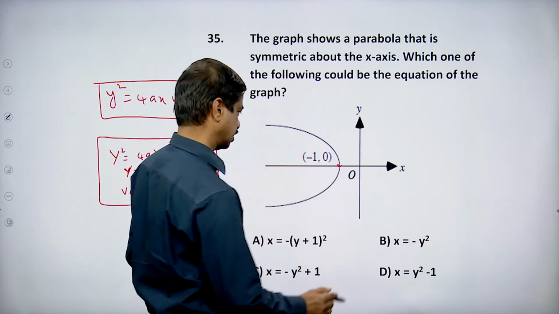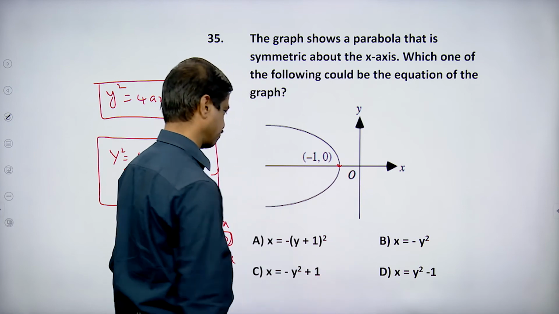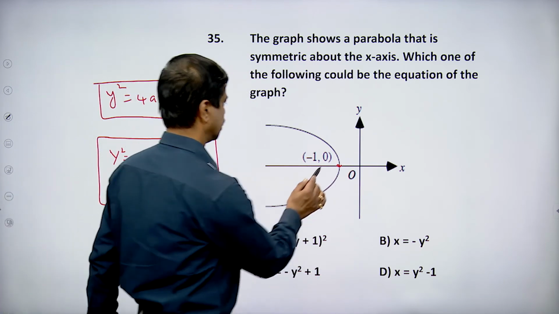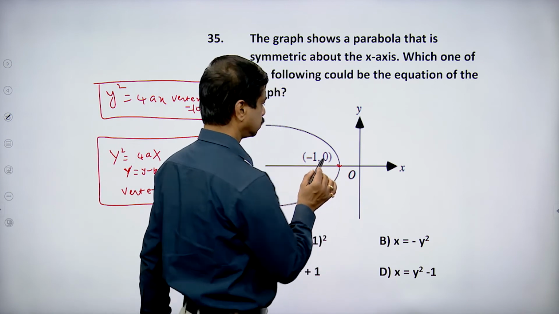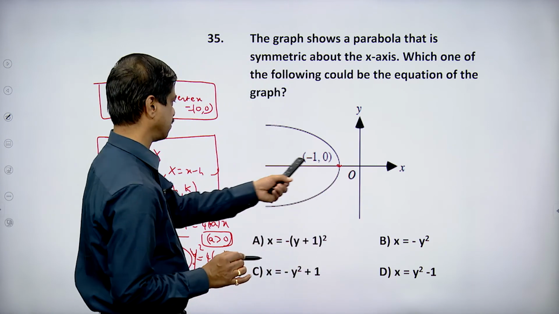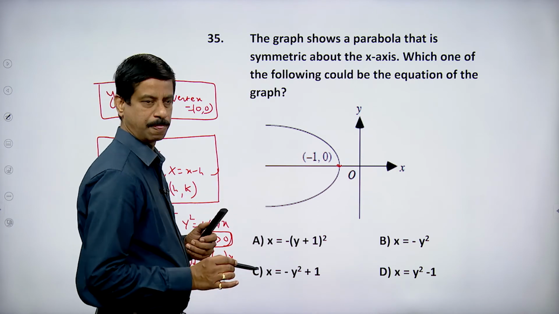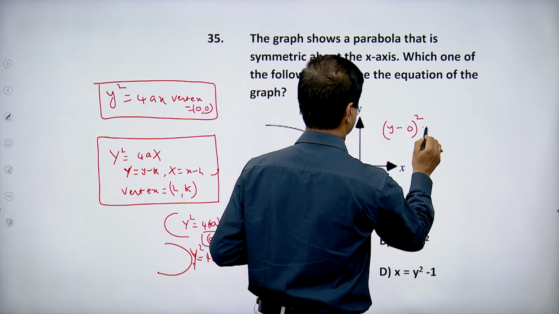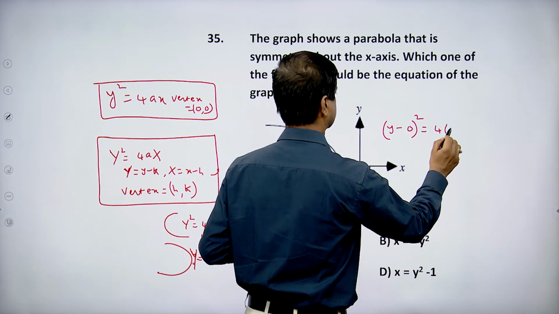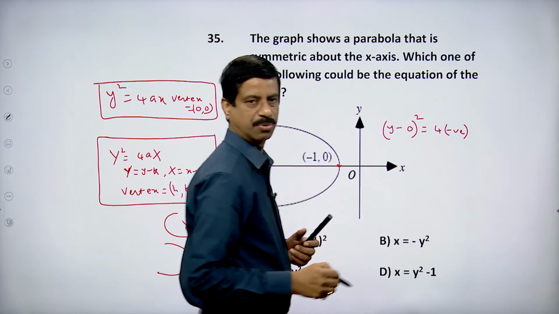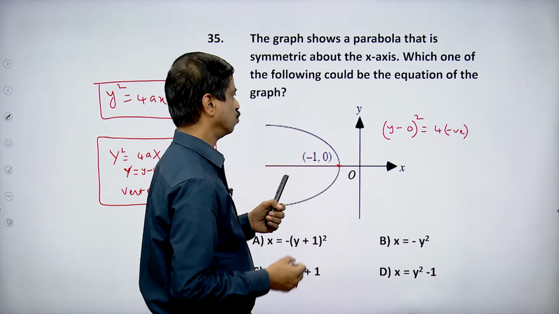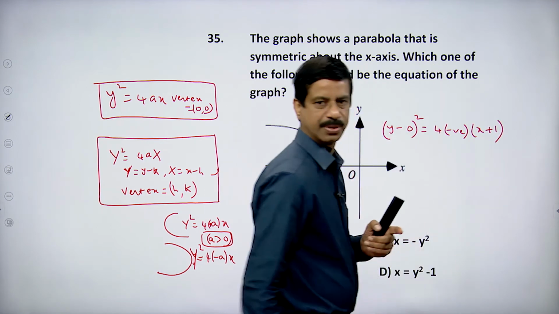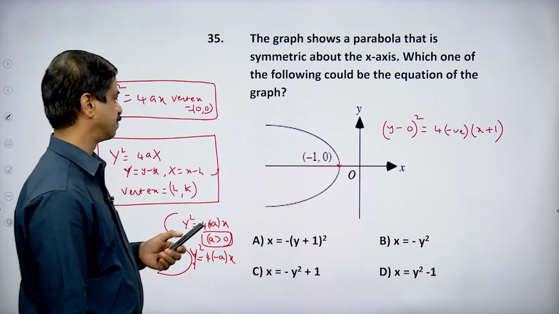So, you have this case, all 4 cases are same, y square equal to 4ax only. But what is the vertex? We have minus 1 comma 0. So, h is minus 1, k is 0. So, what should be the form? Y minus 0 whole square equal to 4a, which is negative, into x. X minus of minus 1 is x plus 1.